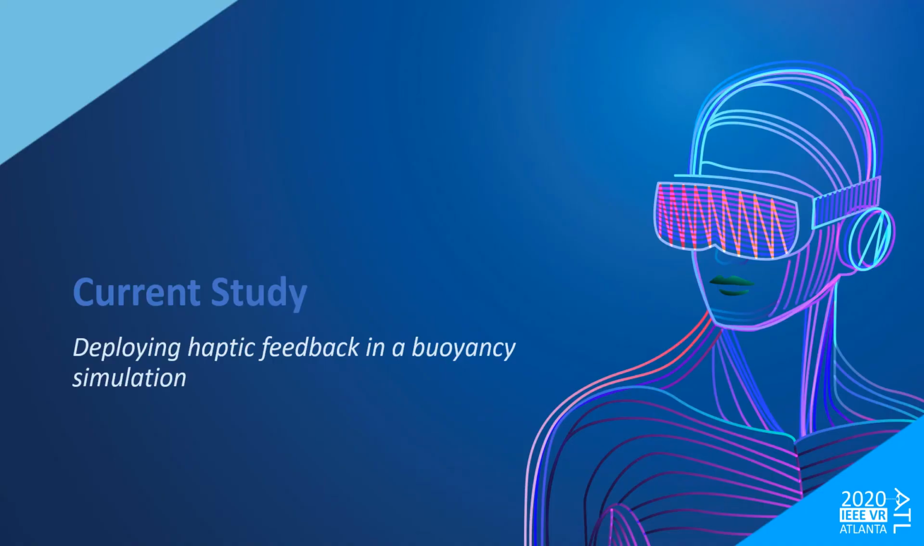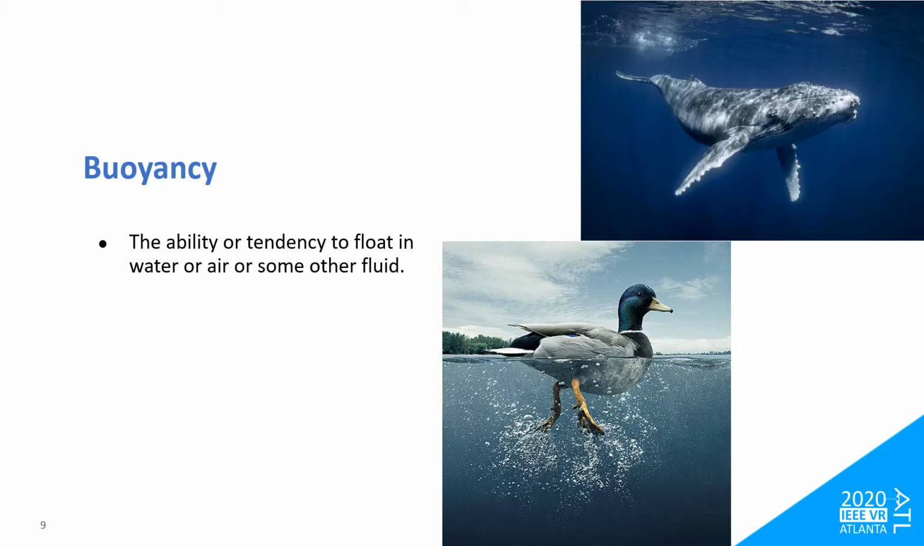In the current study, we intend to explore deploying haptic feedback in a buoyancy simulation, with the hope of examining if haptic feedback will improve learning outcome. I want to briefly clarify the definition of buoyancy. Buoyancy simply refers to the ability or tendency of an object to float in water or air, and buoyant force refers to the upward force that is placed onto an object when submerged in such a fluid.